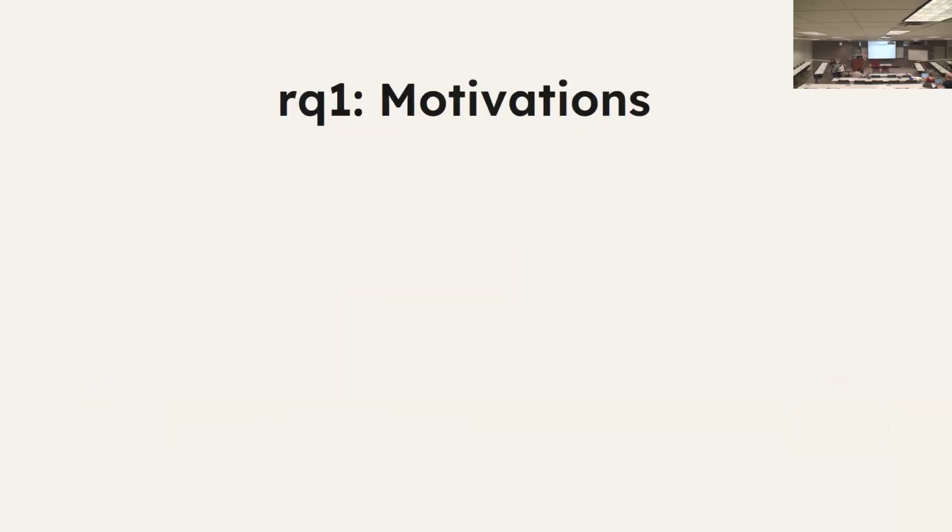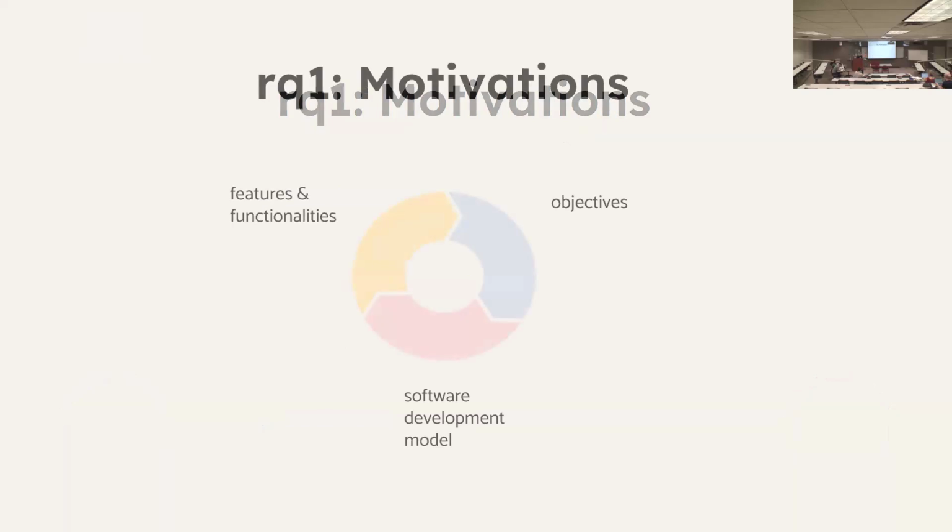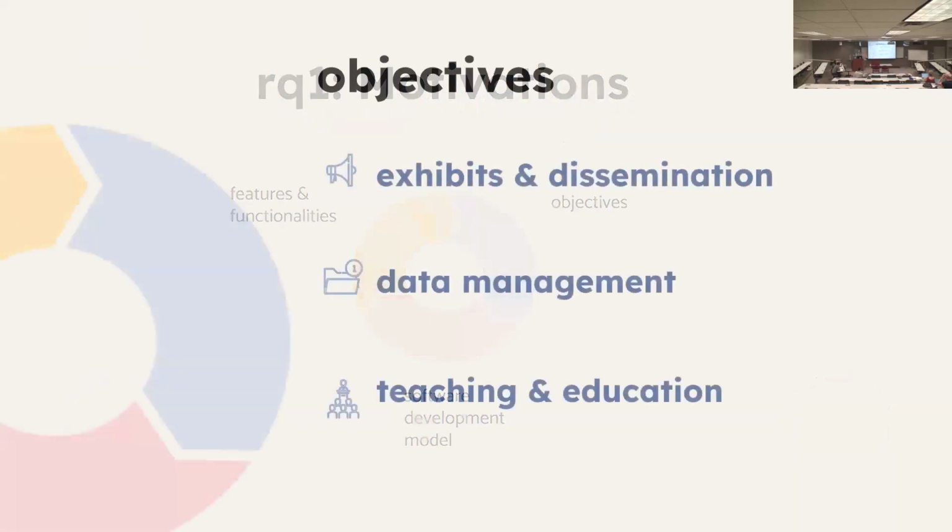So let's go over the results. What are some of the main motivations for using Omeka S? We could distinguish three different categories. Firstly, related to reaching certain objectives. So the most recurring answer was that Omeka S was used to create digital exhibitions, and very closely tied to that was for valorization or dissemination of science and heritage.